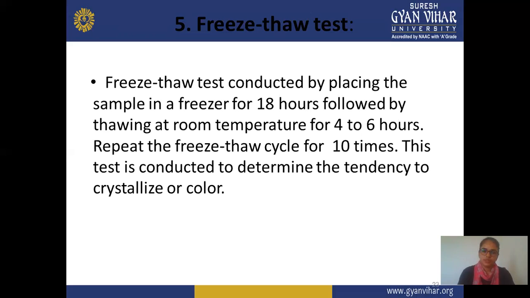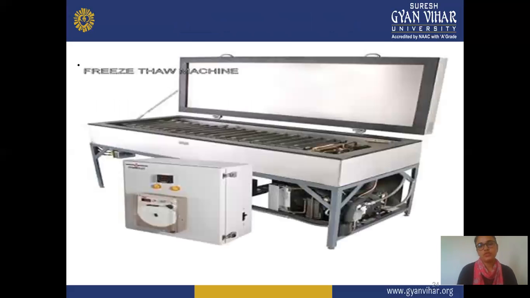In this, you put your sample in a freezer for 18 hours. After 18 hours, you remove your suspension from the freezer, followed by thawing at room temperature for 4 to 6 hours. And after that, again you put your sample in the freezer for 18 hours and repeat this cycle 10 times. And after completing 10 cycles, you check how much change takes place in the suspension: maybe crystal formation takes place or not, or it's in a stable form, or any color change is observed or not. Then you check for crystal formation, crystal growth, or color change in your suspension formulation. This is regarding a freeze-thaw test. There's a machine for this freeze-thaw test.